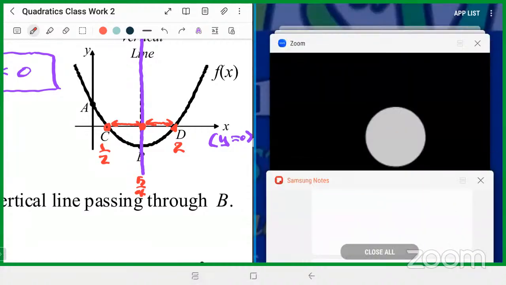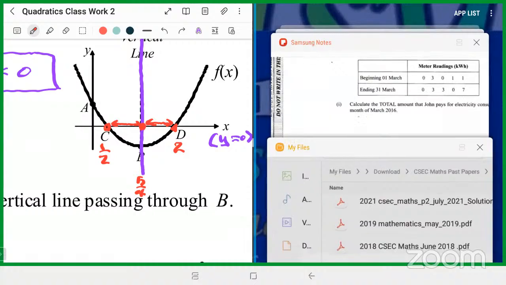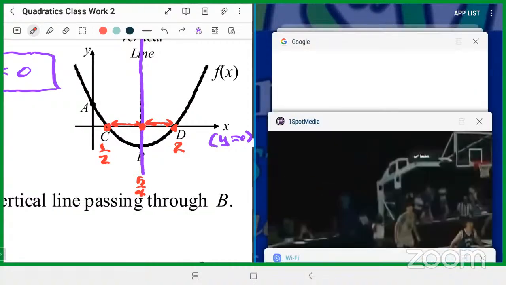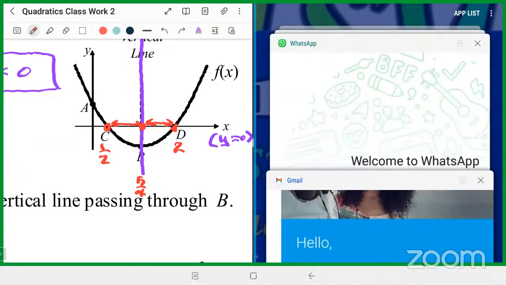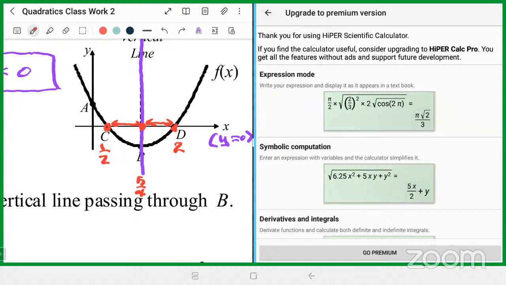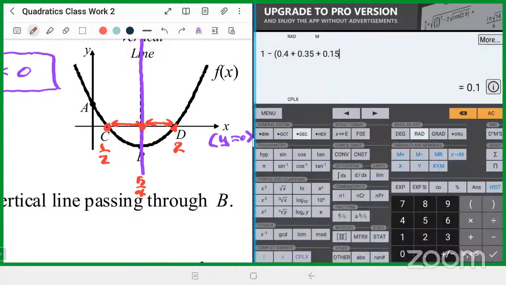Let me bring up my calculator and see. Let me see if I have my calculator up here. I don't have it. See it here. Here's my calculator. I'm going to average the half and the 2 and show you that it becomes 5 over 4.